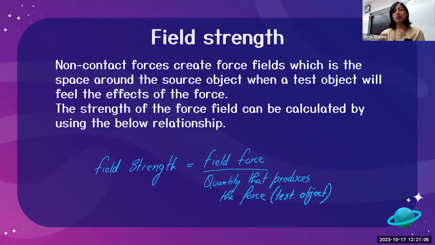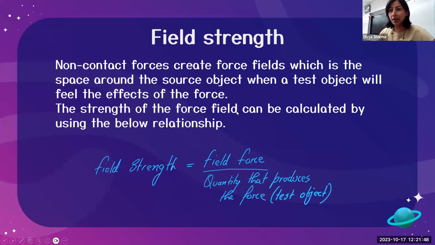Okay, then the next thing we're going to talk about is field strength. There are three non-contact forces that you probably have studied in your earlier physics classes: gravitational force, electrostatic force, and magnetic force. All three forces produce a force field around them. Non-contact forces create force fields, which is the space around the source object. The source object is what you are actually working with, and the test object is what you're bringing into that field. So if we are thinking about Earth and a satellite around Earth, we would treat Earth as the source object and the satellite as a test object.